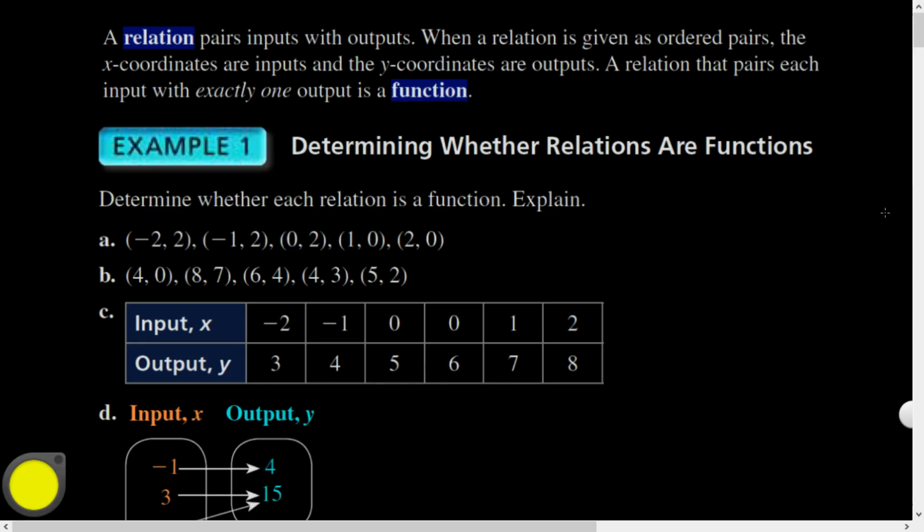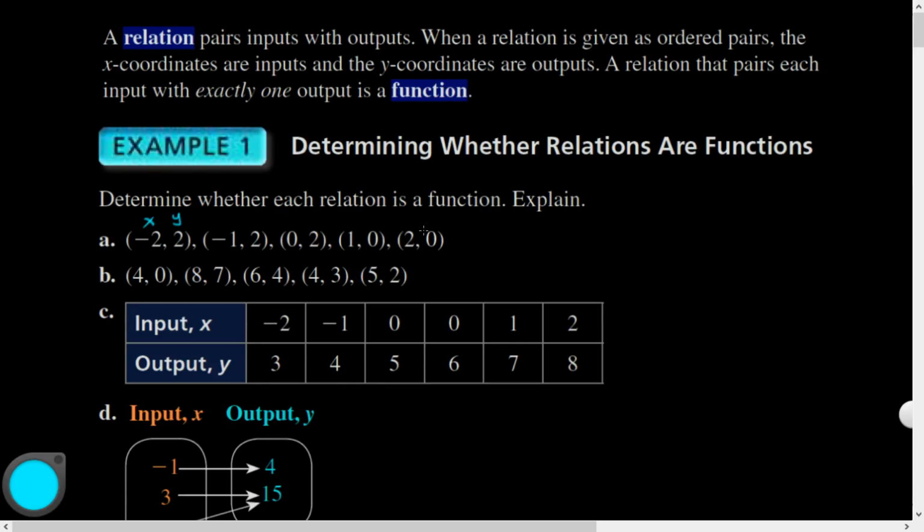So here we go. Let's take a look at this. A relation pairs inputs with outputs. When a relation is given as ordered pairs, the x-coordinates, new language here, are inputs, and the y-coordinates are outputs. So for instance, here's what's called an ordered pair. It's in parentheses. It's called a pair because there's two of them. The first number is our x, and the second number is our y.